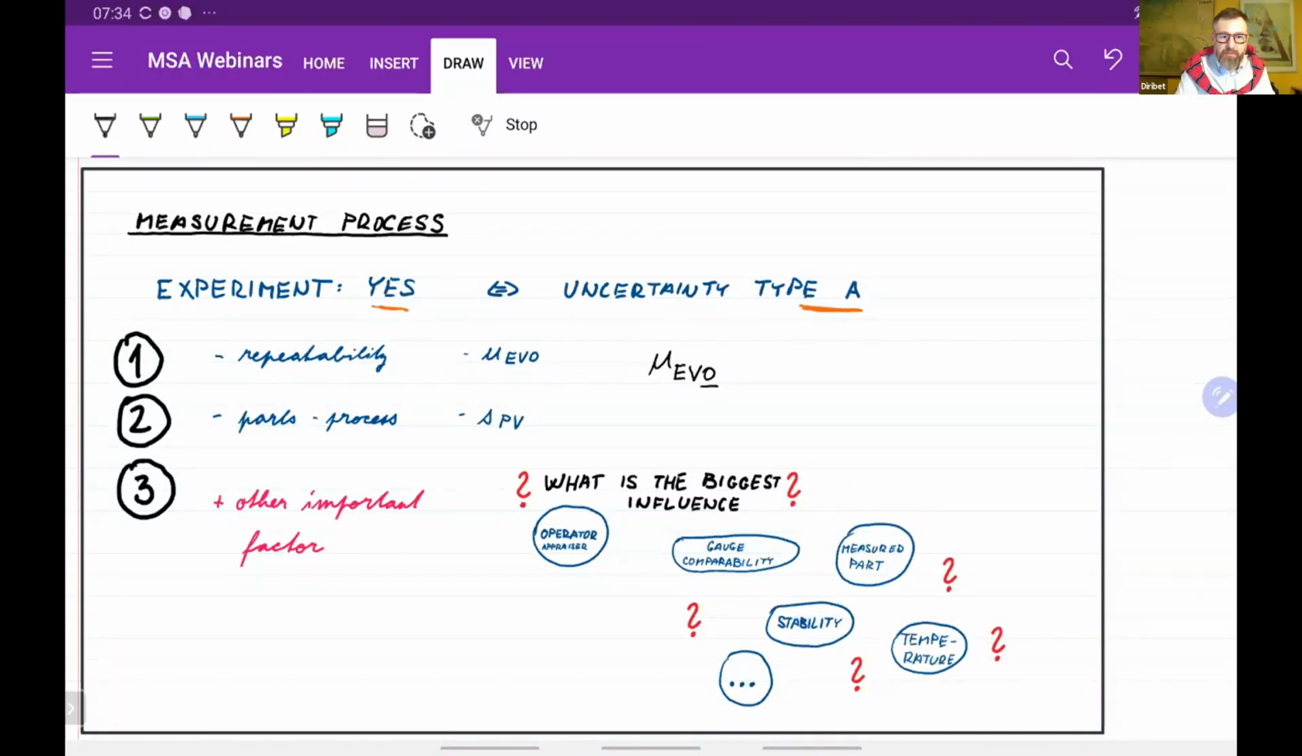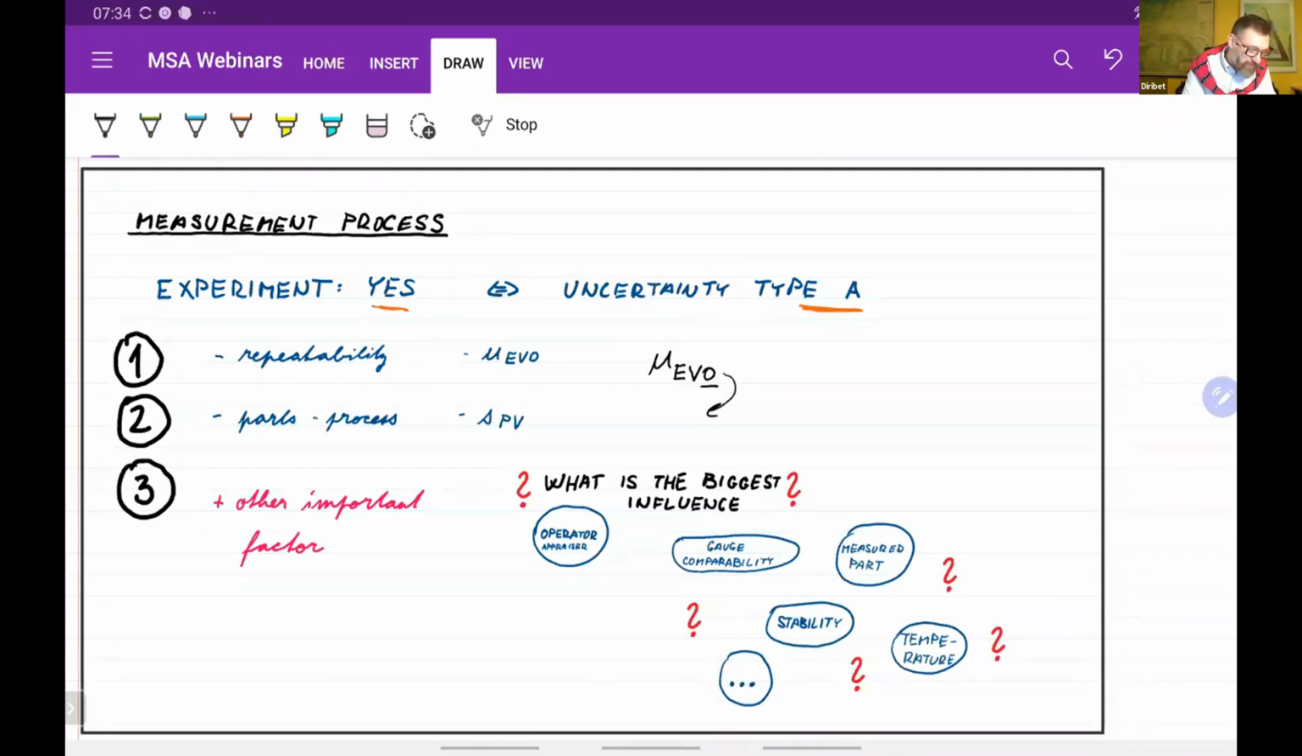We expect the measurement device would be slightly less repeatable, would have a bigger span of uncertainty in repeatability when dealing with an object rather than with the reference. The second part of the experiment is coming from the parts.